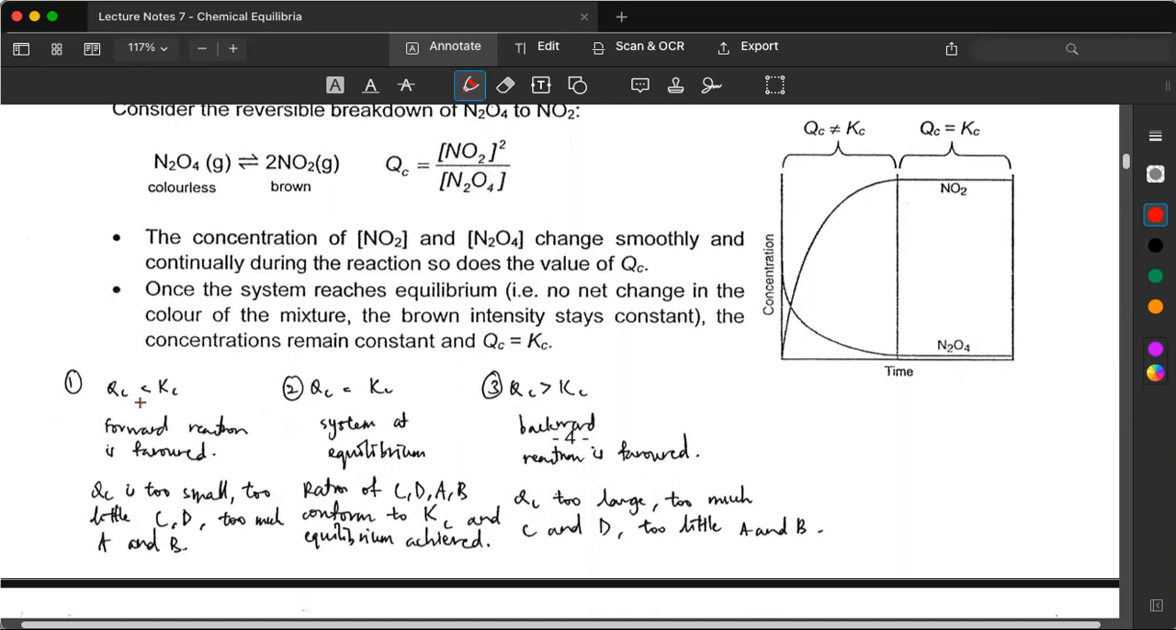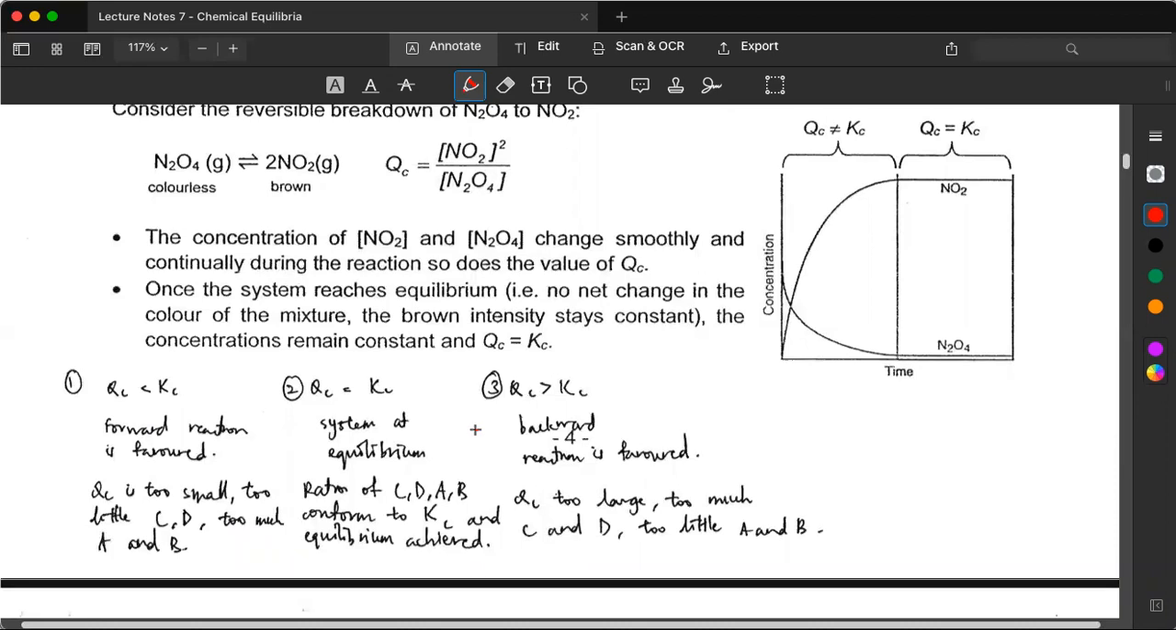Okay, Qc is still small, so it means that there are too few products and much more A and B. So the reaction equilibrium mixture position is shifted more to the right. But when Qc equals Kc, that's where equilibrium is attained. The ratio of the reactants and products will conform to Kc, and equilibrium is achieved.